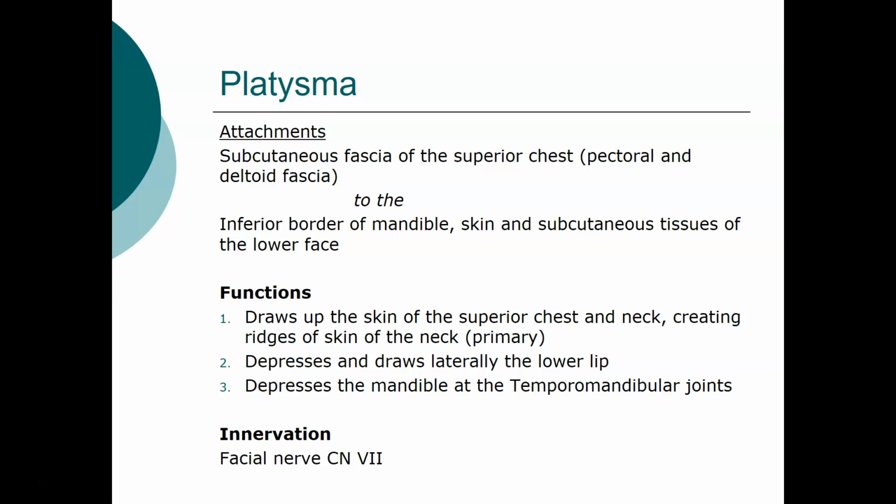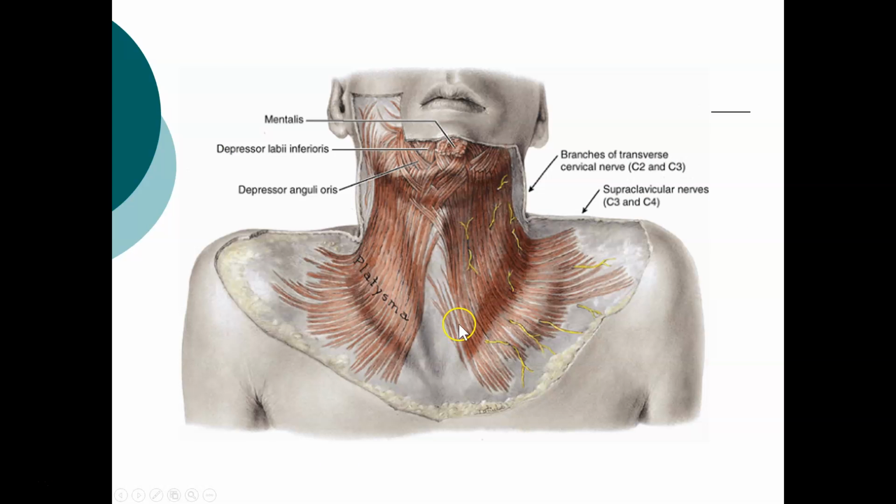It can depress and draw the lower lip down and laterally. It depresses the mandible at the temporomandibular joint, but these are minor functions for this muscle. Its innervation is cranial nerve 7, which is the facial nerve. We see it here in the diagram, just how huge this muscle is, but very, very thin. It is just superficial under the skin.